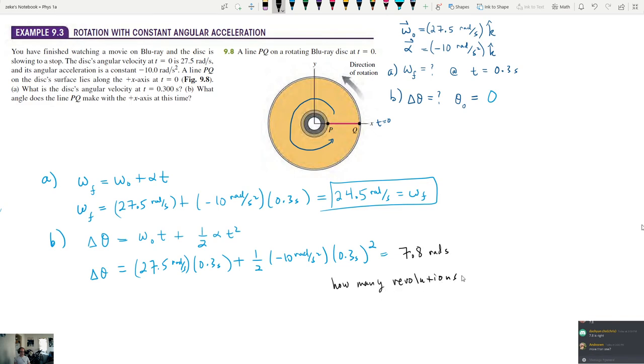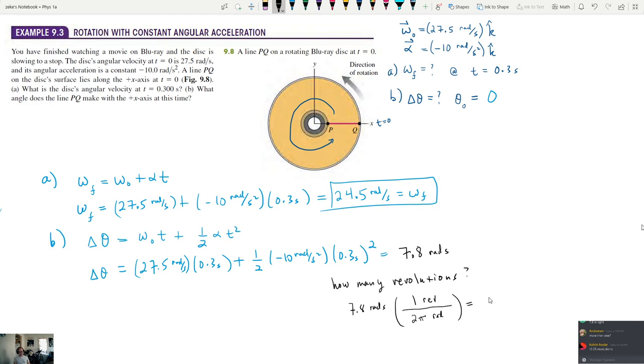For that, what we can do is take 7.8 radians and multiply by the conversion factor between revolutions and radians, which is going to be 2 pi radians down here, and in the numerator, we'll have one revolution. REV will be revolutions for us. And if we do that, you get 1.24 revolutions.